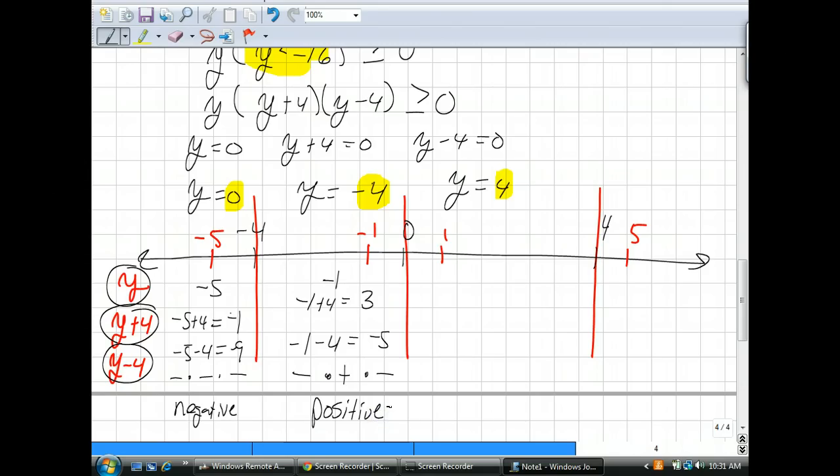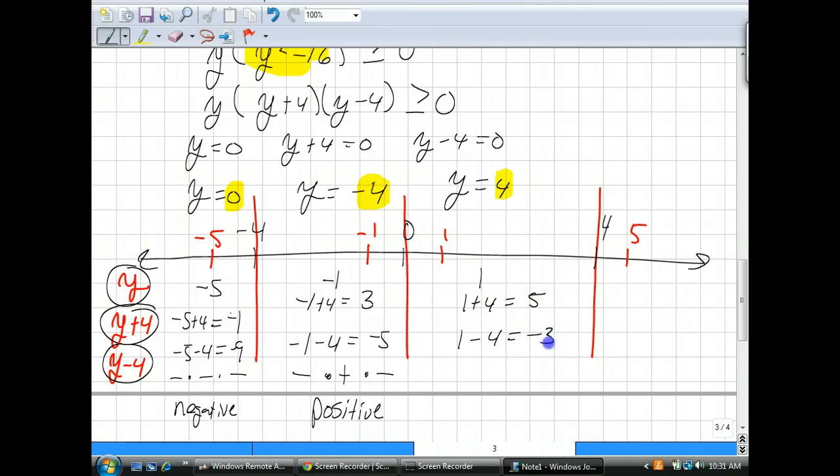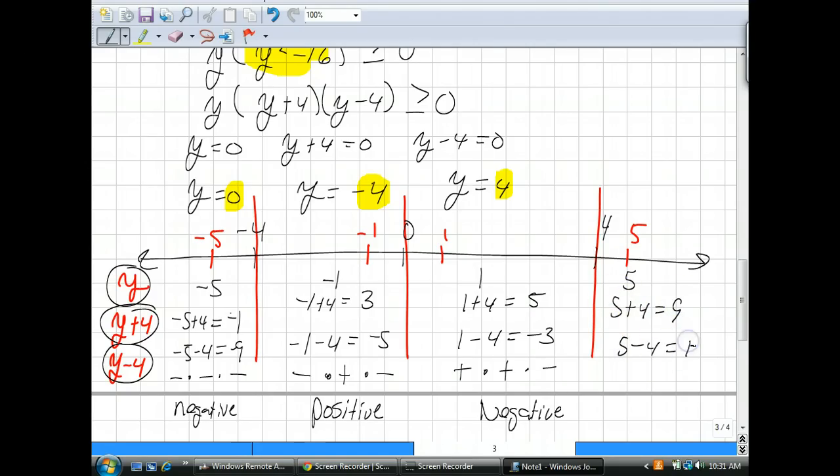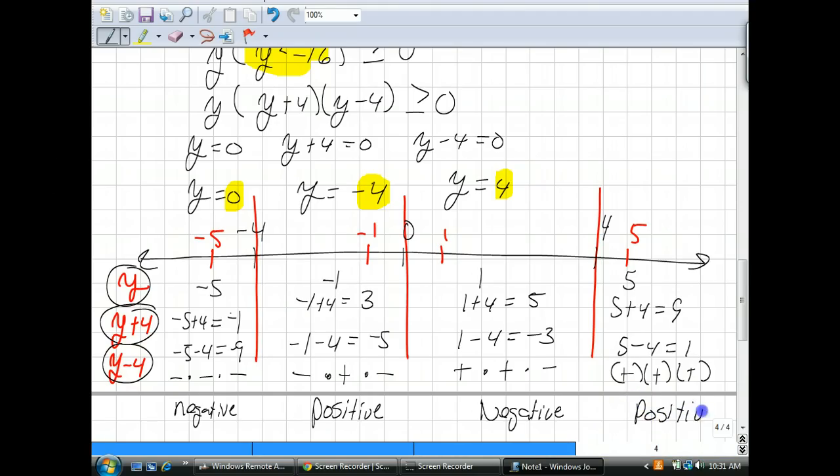Then I continue, go to the next interval, put a 1 in for y. So I have 1 plus 4, which is 5, and I have 1 minus 4, which is negative 3. So I have a positive times a negative. And so that's going to give me a negative value when I multiply all those three together. Then I go to the last interval and do the same thing. 5 plus 4 is 9, 5 minus 4 is 1. So I have a positive times a positive times a positive. So my answer is going to be a positive number.